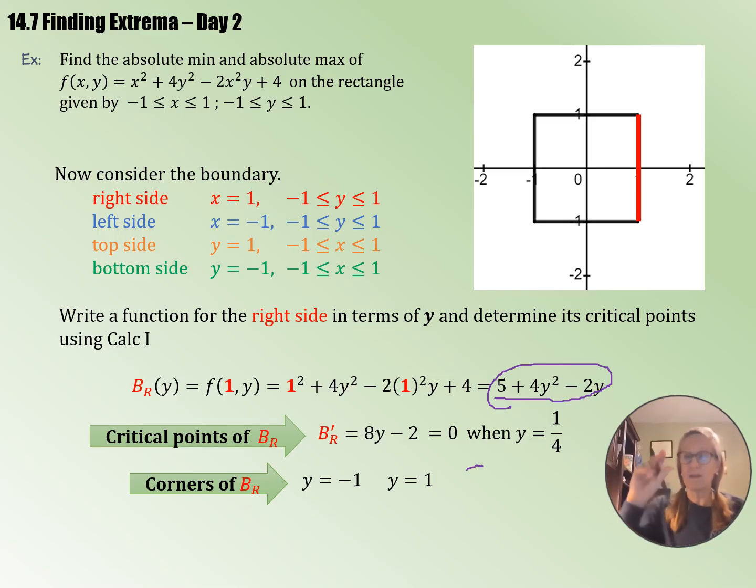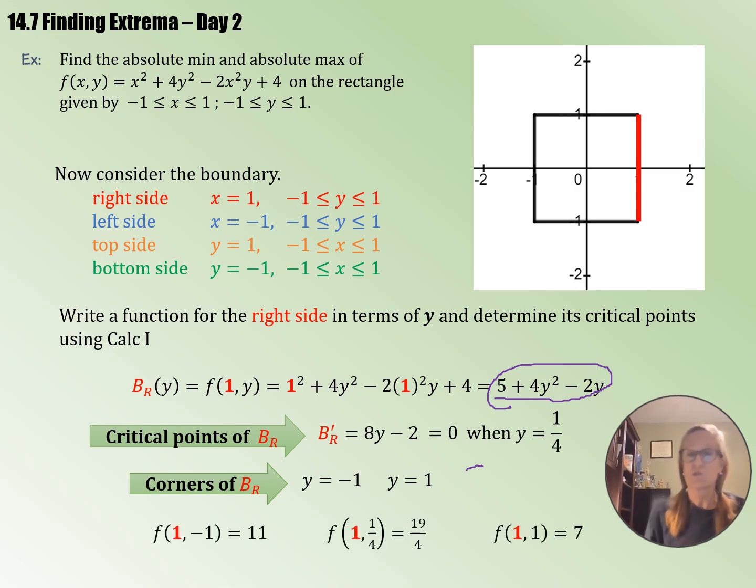Then consider the bound, right? The endpoints of that line segment is when y is -1 and y is 1. So I got 3 candidates here. X is always 1 in all of these, right? Right, x was held to be 1.